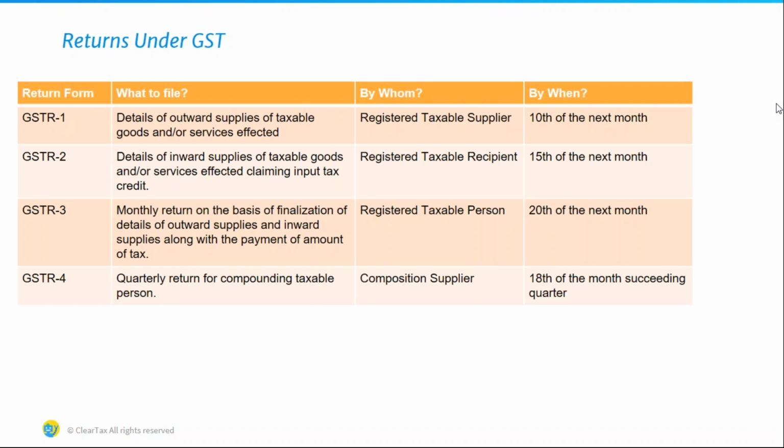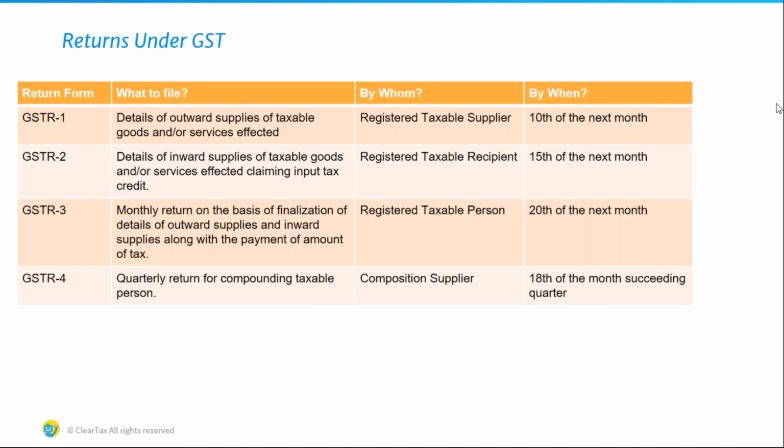So essentially, these are the 3 returns that will have the most interface with businesses, and a regular business is required to file these 3 returns on a monthly basis. And then there is a provision of annual return. What that return is, we'll talk in detail when we go forward. But next we have GSTR 4, which is for composition suppliers.